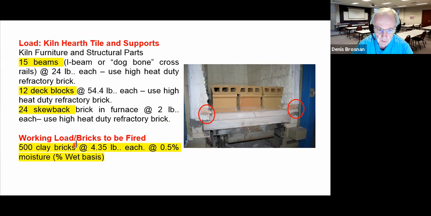The working load in the kiln is going to be 500 clay bricks. In their wet condition, they're 4.35 pounds each, and they are at 0.5% moisture on a wet weight basis. So one of the challenges in firing this is going to be keeping up with the weight of the bricks as we go through the firing cycle, because you're going to find out that they get lighter as we go along.